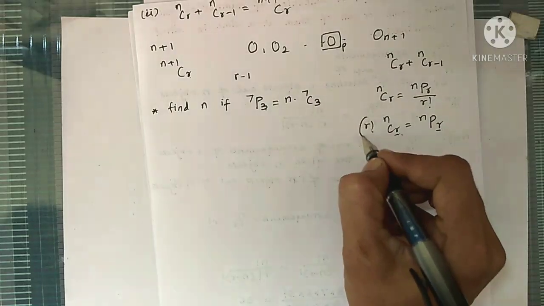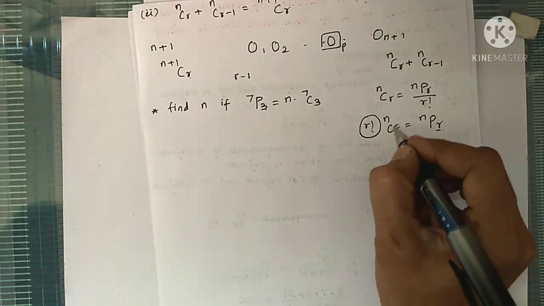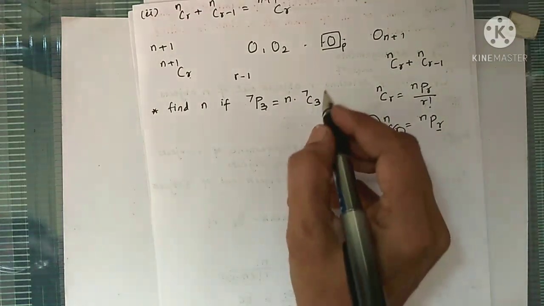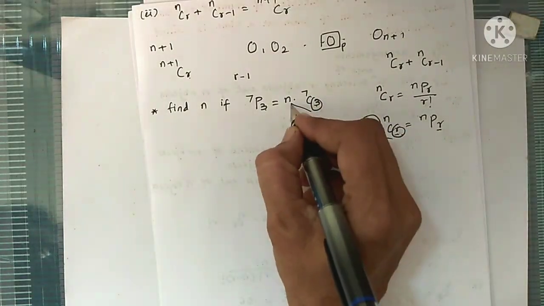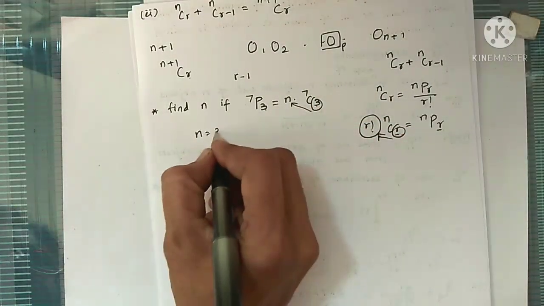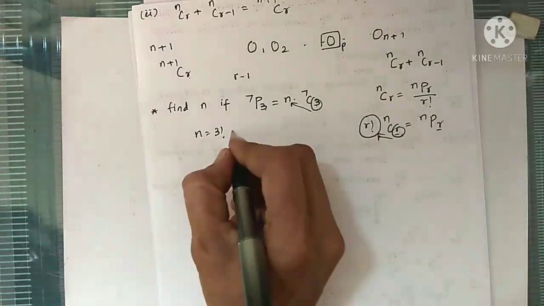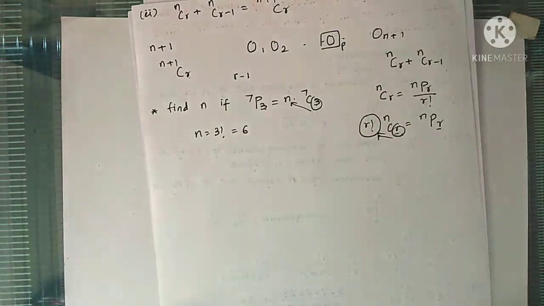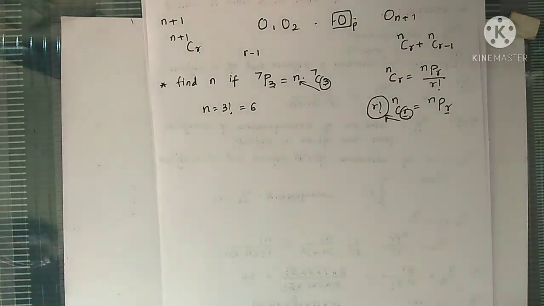So this number has to be factorial of this number, and here it is 3. So this n has to be factorial of 3 using this formula. And 3 factorial is 6.